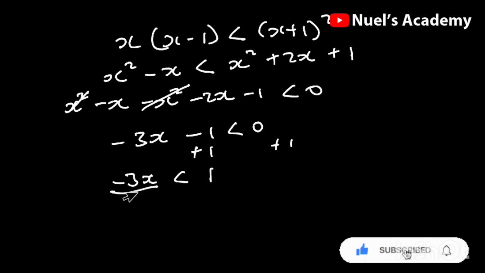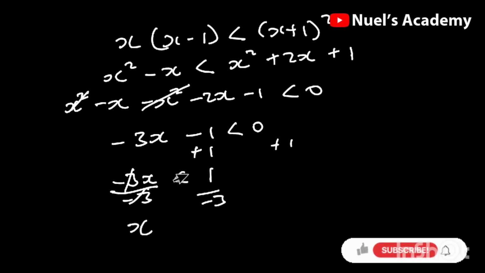So let's divide both sides by negative 3. So this and this will cancel. Then our x is less than 1 over negative 3. Because we divided by negative 3, we're going to reverse the sign. So this is going to be greater than negative 1 over 3.